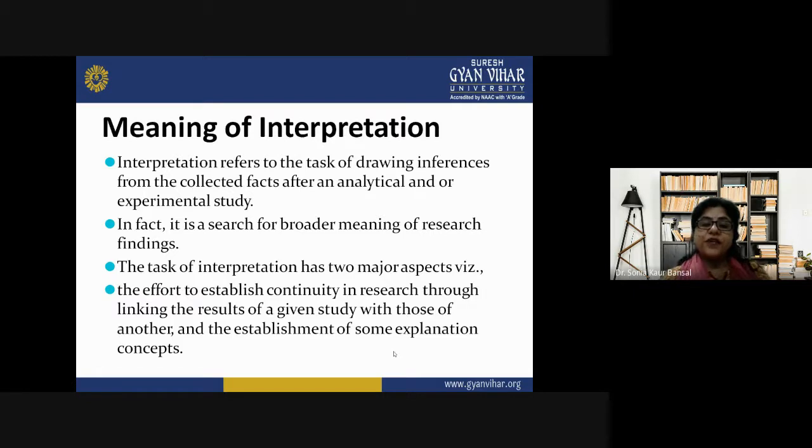The task of interpretation has two major aspects. The effort to establish continuity in research through linking the results of a given study with those of another. You are continuously linking your research with other researches which have already been done in that particular area. So, establishment of some explanatory concepts will help that purpose in a very nice way.